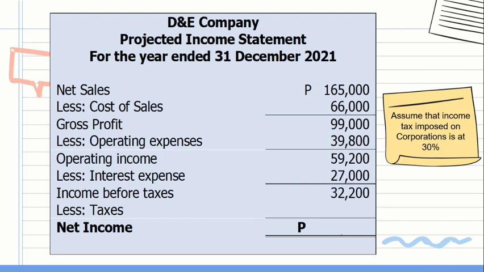So, we have our income before taxes of 32,200. So, assume that income tax imposed on corporations is at 30%. So, 32,200 times 30%, we have 9,660. Then, we have our net income of 22,540.